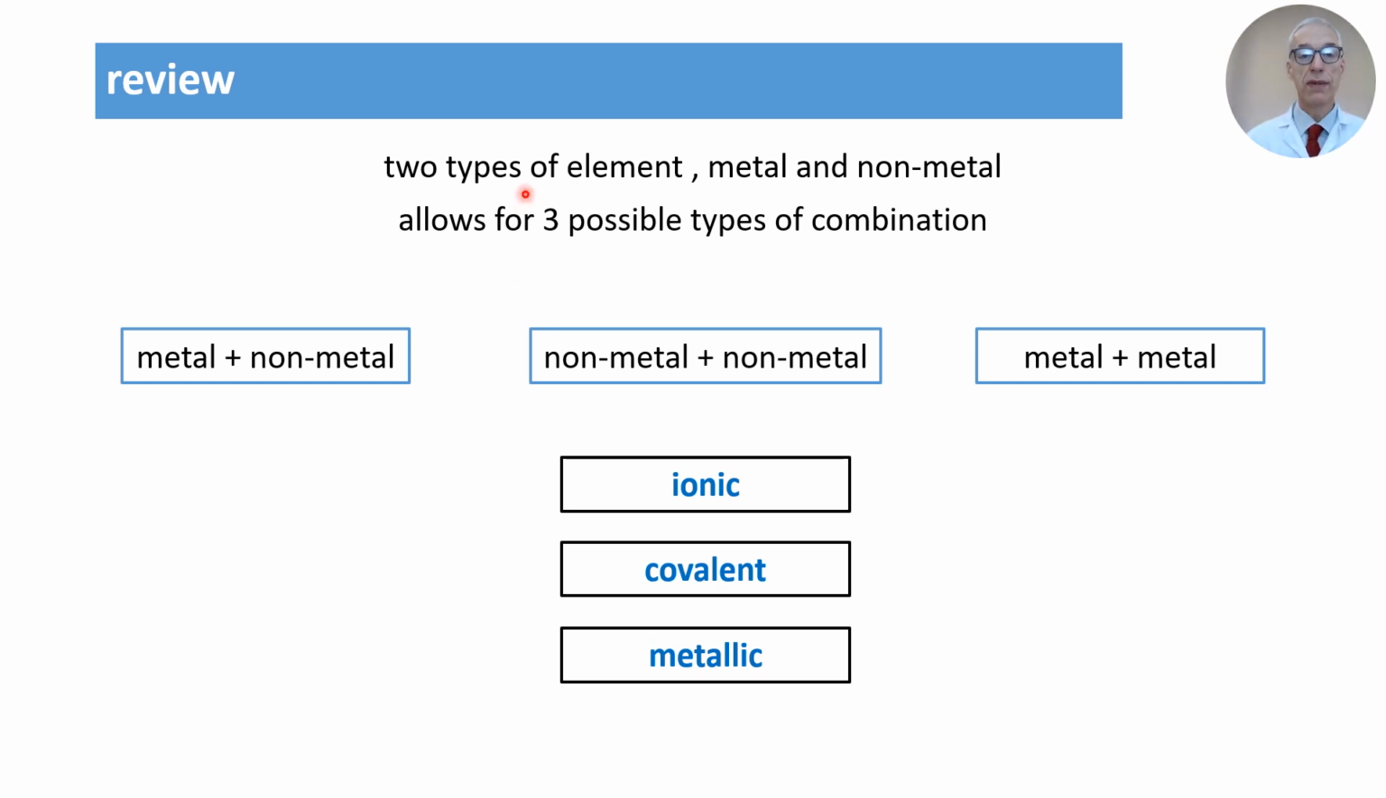So the two types of element allow for three possible types of combination: metal and non-metal, non-metal and non-metal, and of course metal-metal. Pause the lesson and allocate the correct type of bonding to each combination. Come back when you are ready to continue.